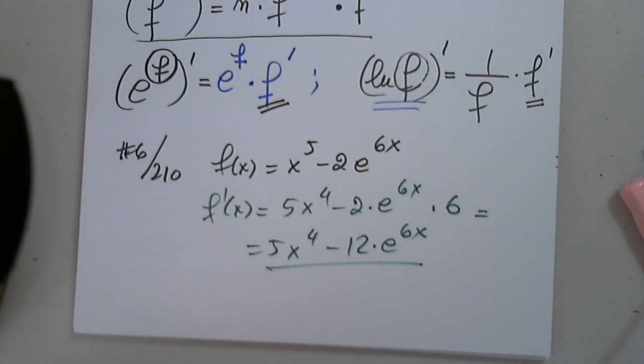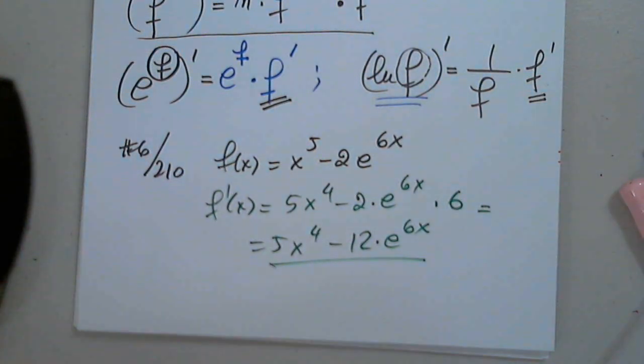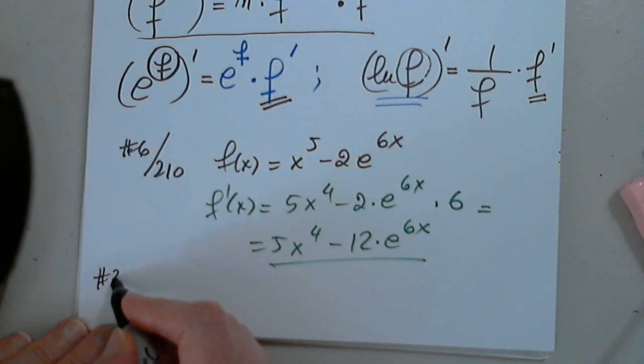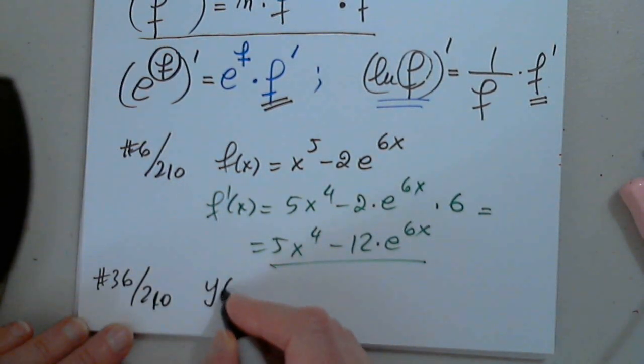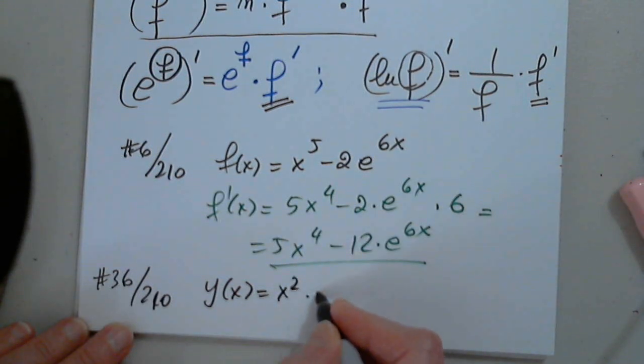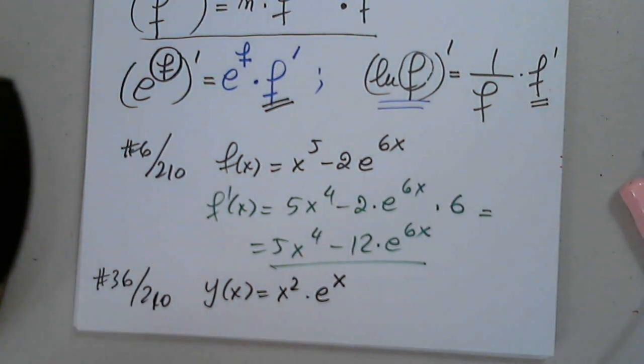Okay, so let's choose something else. Let's say 35, x times e to the x. Or maybe even 36. Let's do 36. It looks a little bit better. So let me copy it. 36 on the same page, 210. So we have y of x equals x squared times e to the x. Perfect.